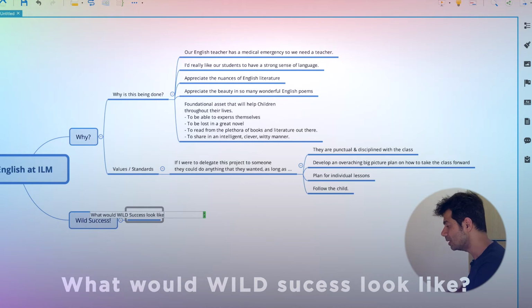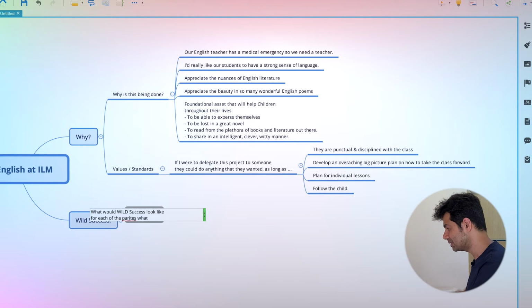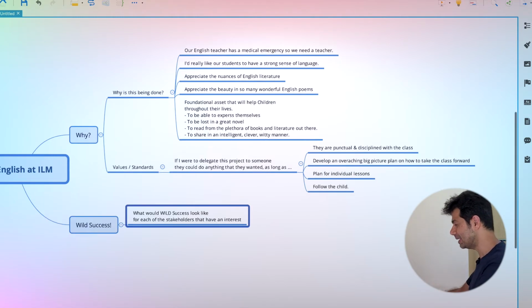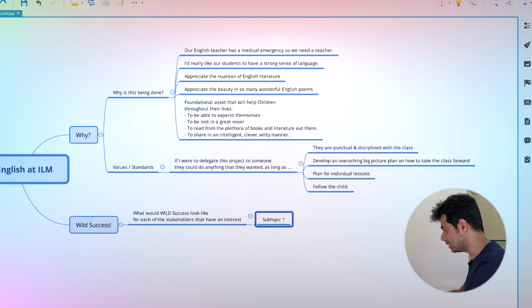To who? For each of the parties that have an interest. Wow. Okay, what would wild success look like? Ooh, so let's start with the children. What does wild success look like to children? Oh, children are having a blast in English classes.